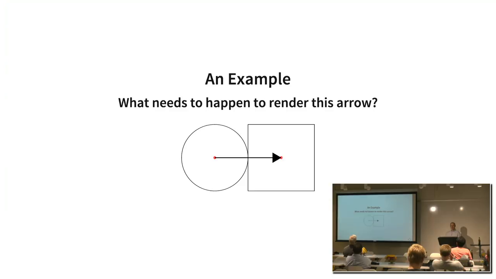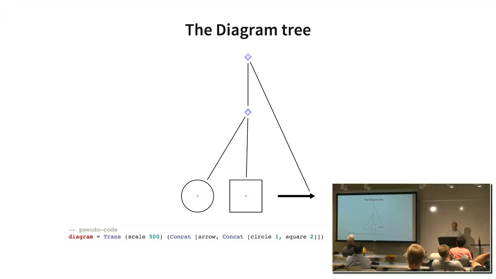And we need to know how far apart those two origins are, which is a function of the transformations applied to the diagram. If the diagram was originally a circle of radius 1 and a square of radius 2, those things are going to start 2 apart, but once I transform it, they can be 1,000 apart or 500 apart. So in terms of the diagram tree, it looks something like this, right? I want to combine those two objects, the circle and the square, with the arrow, and it winds up being some type like I have at the bottom.